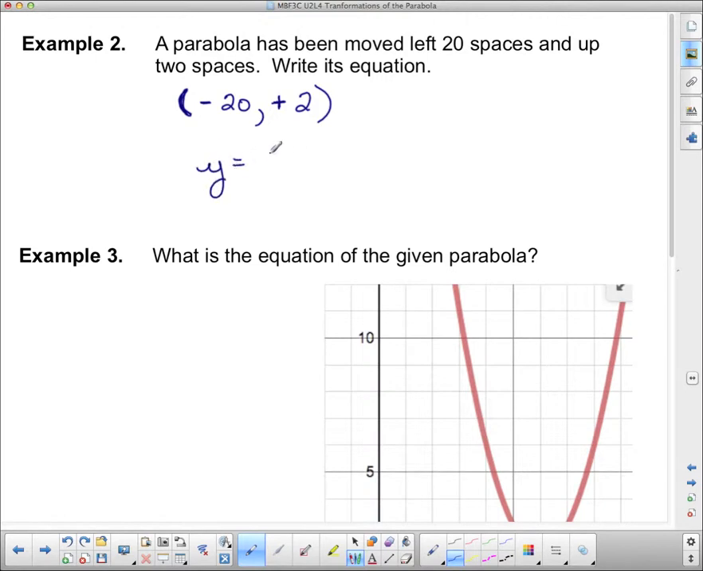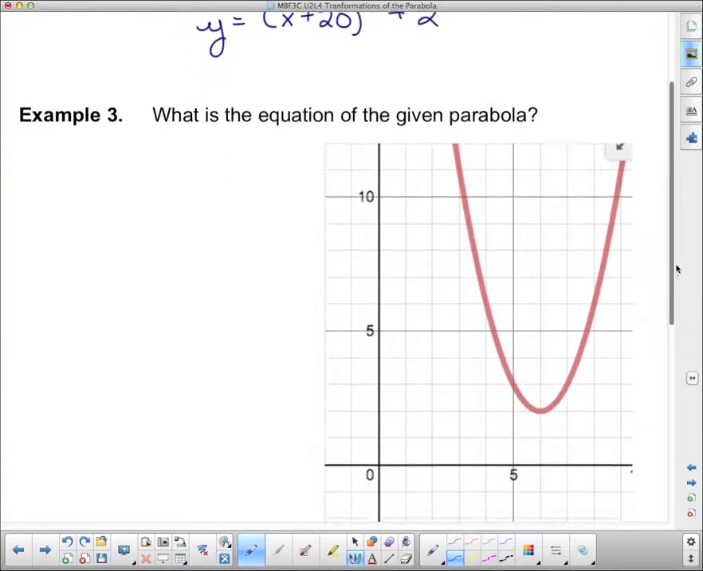So I need to go y equals x. And remember, we have to use the opposite sign that's right there. When it's in the brackets, we use the opposite sign. So it's going to be x plus 20. Don't forget the squared on the brackets. And then we use the +2 on the end.